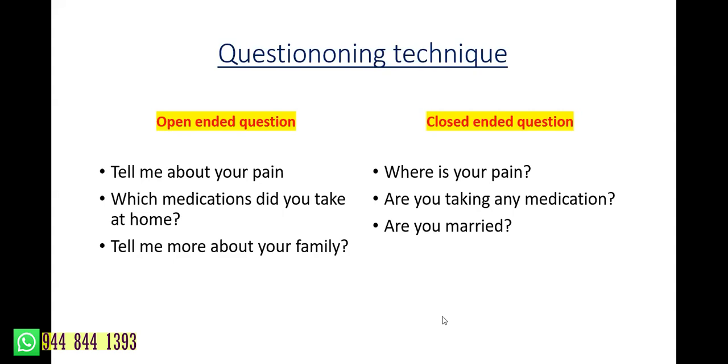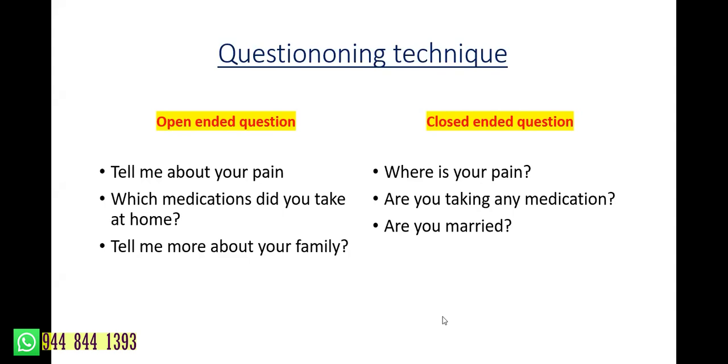Sometimes we have to use these closed-ended questions because we don't want to get more information, because we need to complete all the tasks. That time we can use these closed-ended questions. And the other type of question is the open-ended question. In that, we are providing some time for the patient to briefly describe regarding their condition. The questions like, tell me about your pain. In that time, the patient can briefly describe that he's having pain in this area and when it started and when it is aggravating, like that he can tell. Which medications did you take at home?